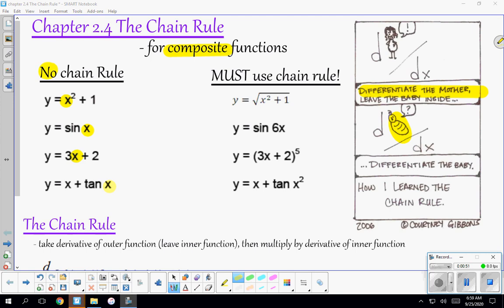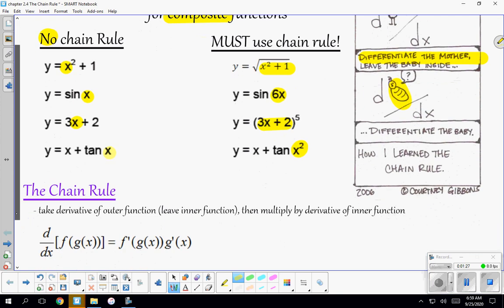On the right hand side, x is inside a radical. So the x squared plus 1 is the inner function. Here, trig is supposed to just have an x. When it has something else, all of that is inside of sine. So that's a composite function with 6x inside sine. In the next one, again, 3x plus 2 is inside parentheses, so all of that is to the 5th power. That's a composite function. And in the last example, x squared is all inside of tangent. So on the right, we would have to use the chain rule.